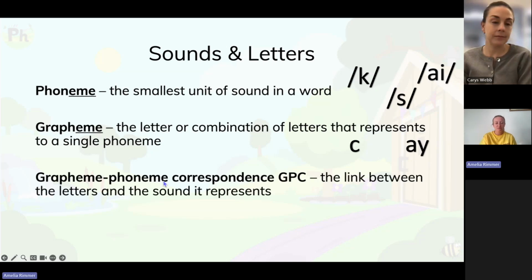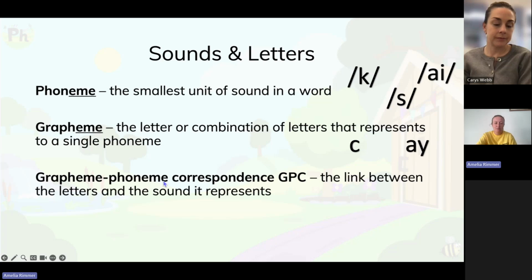The grapheme-phoneme correspondence is the link between the letters and the sound that it represents. So that's also called GPC quite a lot. You might see the term GPC referred to quite a bit in phonics materials. So it's just talking about the link between the letters and the sound that they represent.